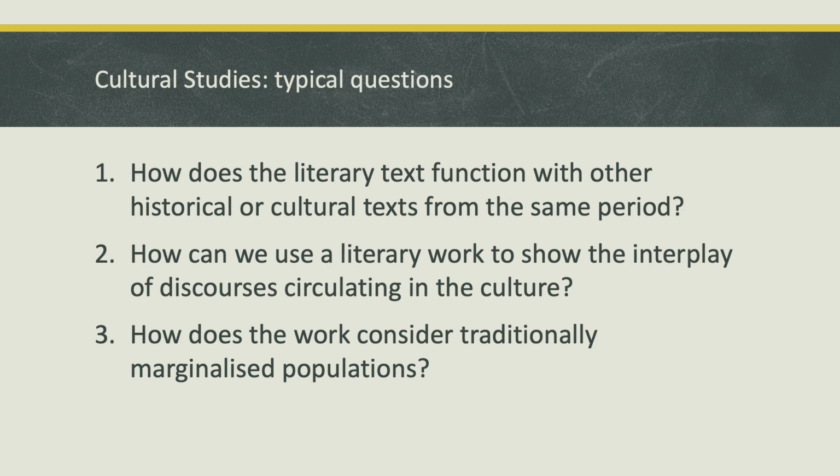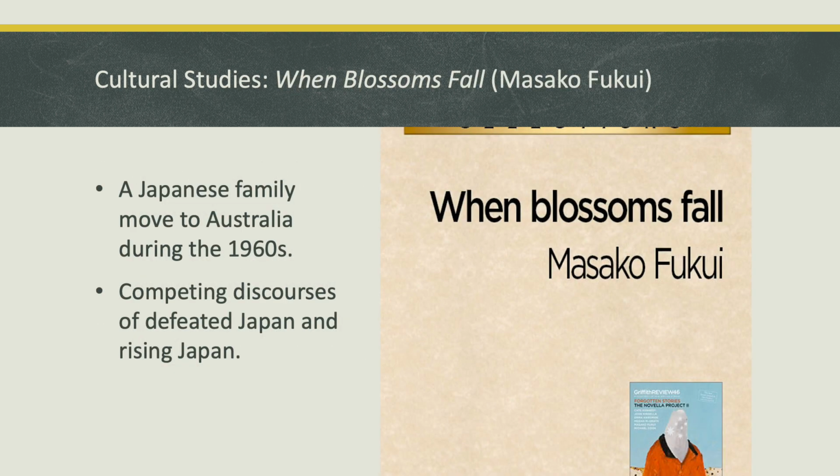Here you can see some of the typical questions we ask if we use a cultural studies approach. The third one is very important with Nikkei literature, since it considers how the work considers traditionally marginalized populations, such as Nikkei. The Nikkei Australians are one of the smallest groups of Nikkei in the world. Therefore, using a cultural studies approach with them can shed a lot of light on them as a marginalized population.